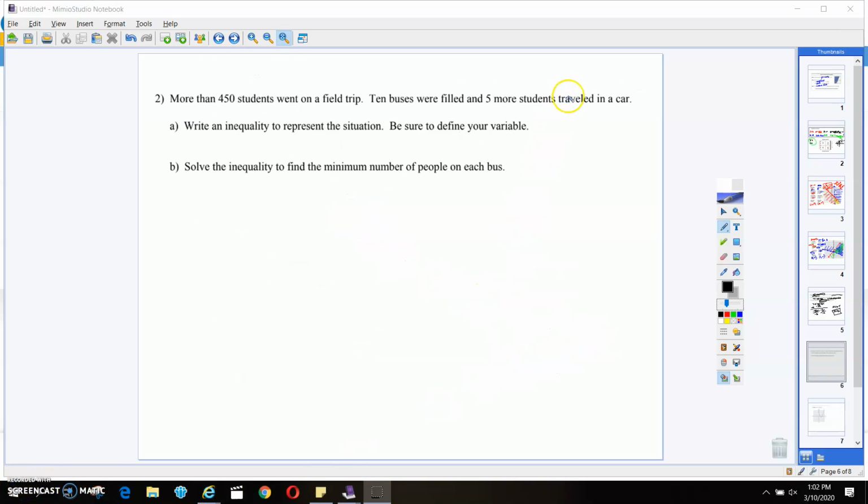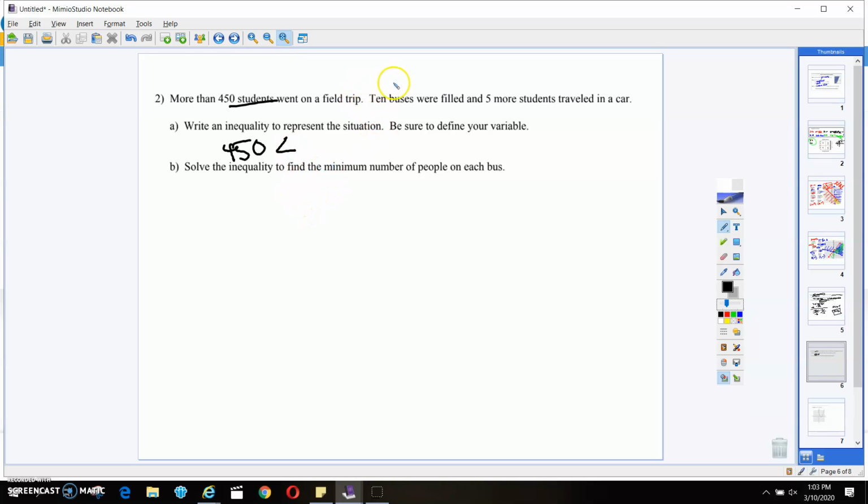So it says more than 450 students went on a field trip. 10 buses were filled and 5 more students traveled in a car. Write an inequality to represent the situation. Be sure to define your variable. So more than 450 students. That means 450 is the smaller number, right?